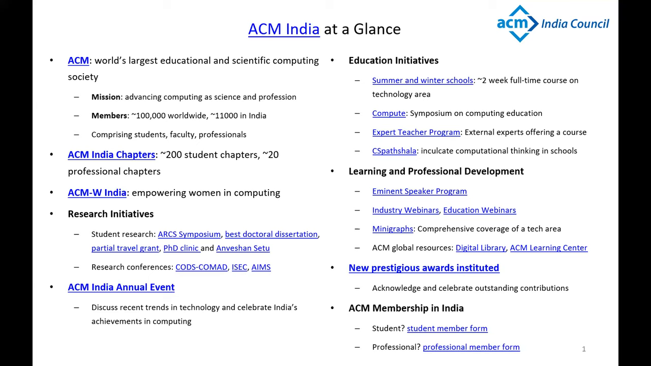Now it is my privilege to introduce today's speaker, Shriram Krishnamurthi, who will be giving a talk on data-centric computing, a challenge and an opportunity for CS education.